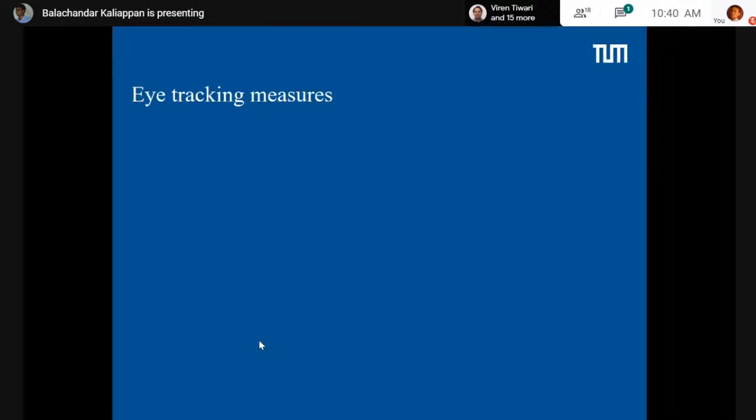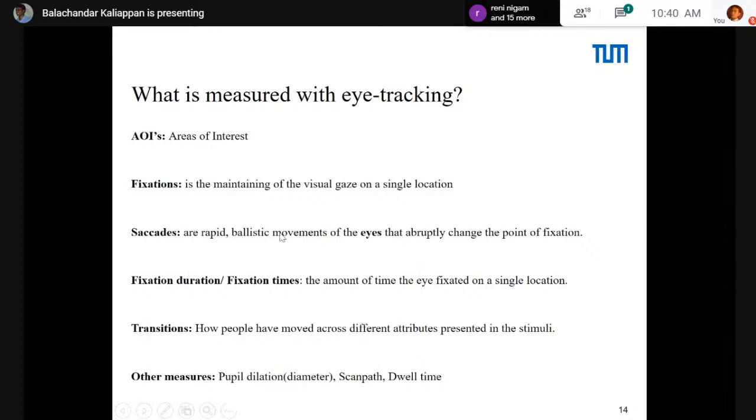Before processing, we should also understand what measures we can get from eye tracking. In general, in eye tracking, you're supposed to say which are the areas of interest. For example, in this particular slide, the logo of my university, the Technical University of Munich, might be my area of interest. So I'll place a box over there, and the eye tracker will capture it. I'll also show you a practical example of that later on.